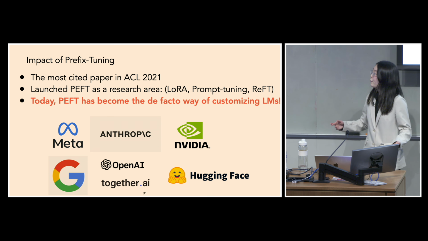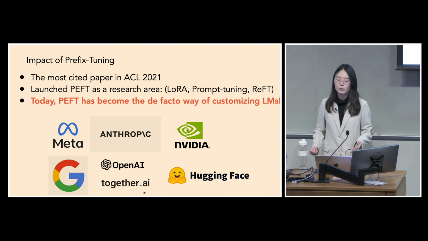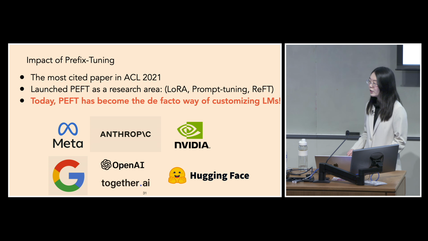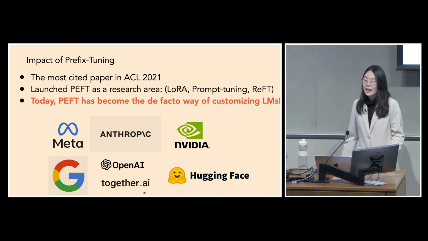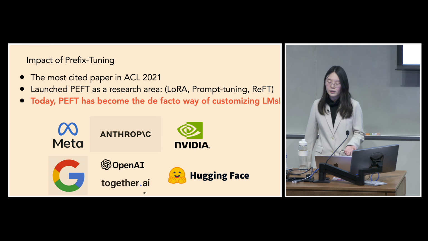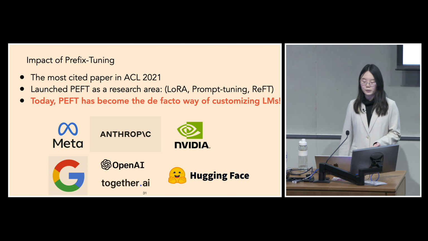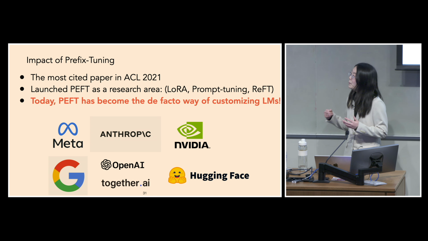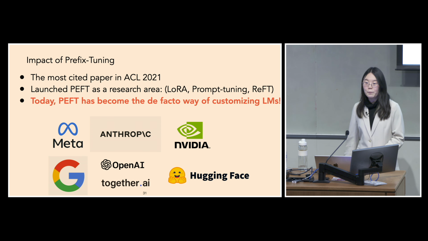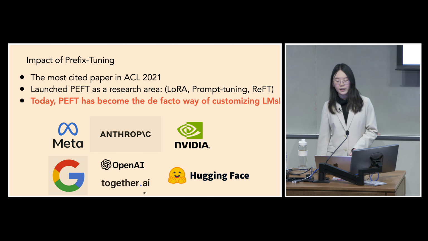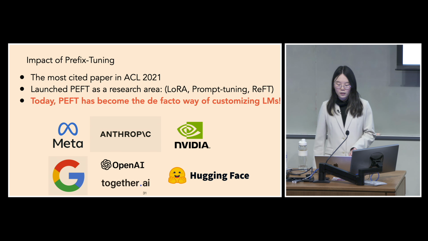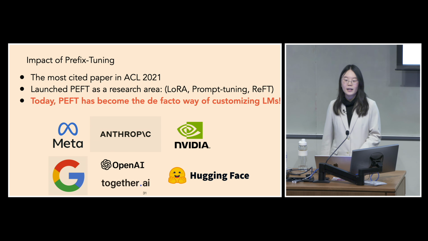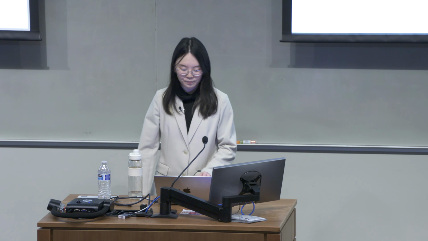Overall, prefix tuning essentially opened up the research direction of parameter-efficient fine-tuning, also known as PEFT. It has inspired a lot of follow-up works, including LoRA and prompt tuning. And it has also become the de facto way people customize language models nowadays. It is widely used at OpenAI, Anthropic, Google, NVIDIA, etc. in their fine-tuning APIs.